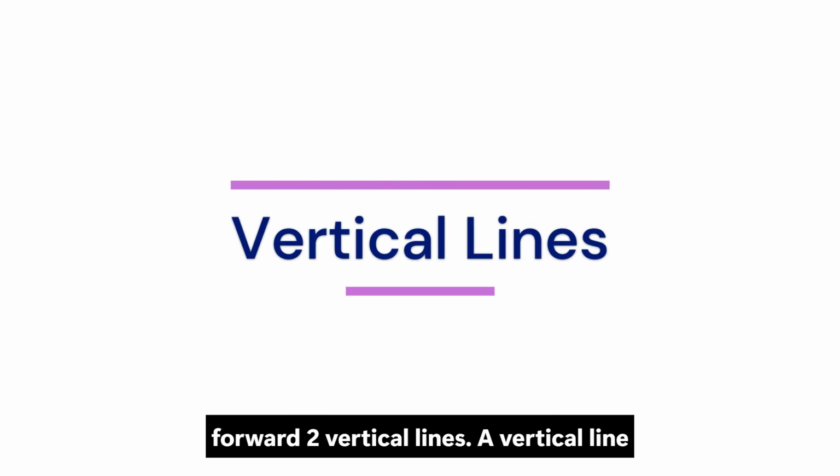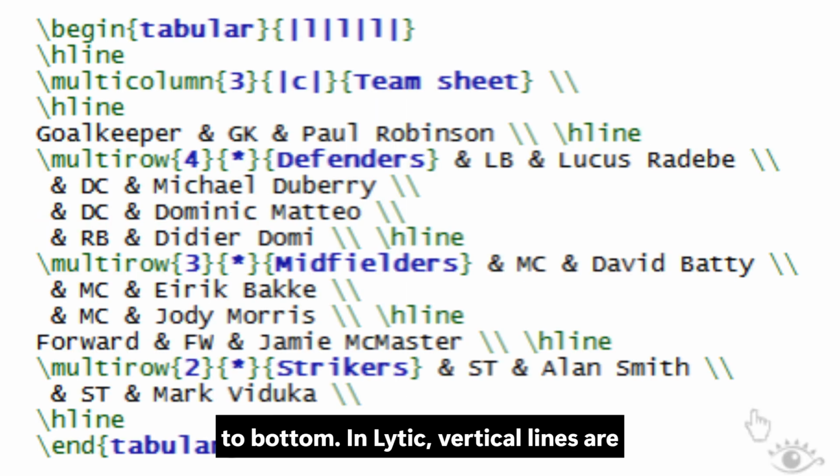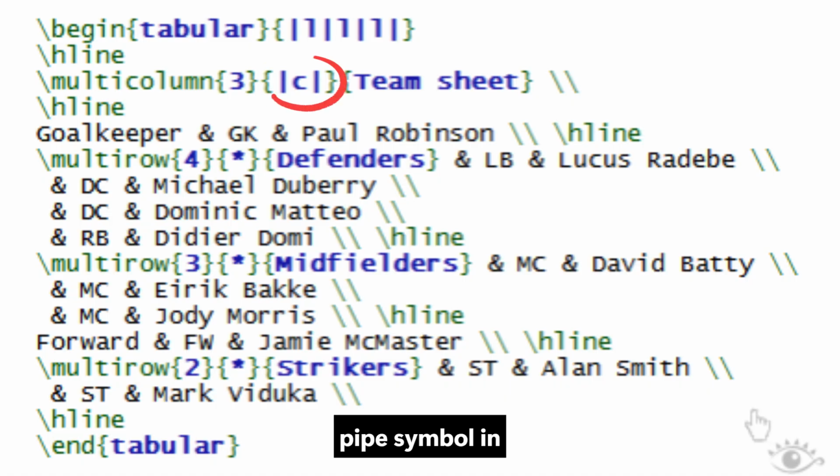Moving forward to vertical lines. A vertical line is a line that goes from top to bottom. In LaTeX, vertical lines are commonly used in tables by placing the pipe symbol in the table format.